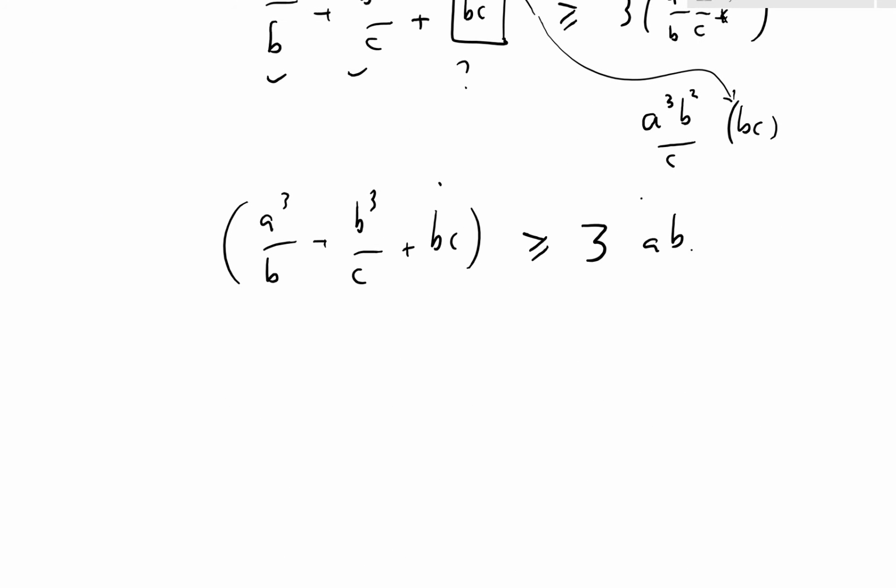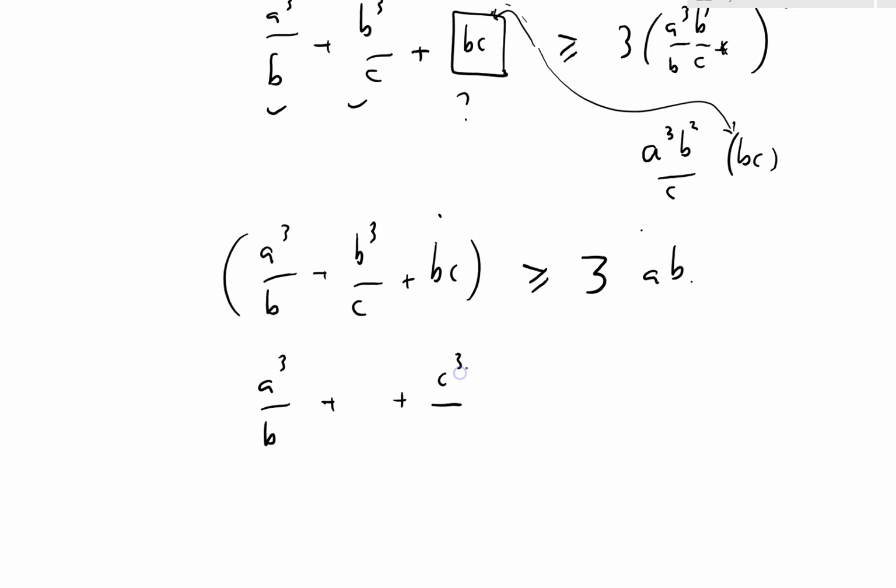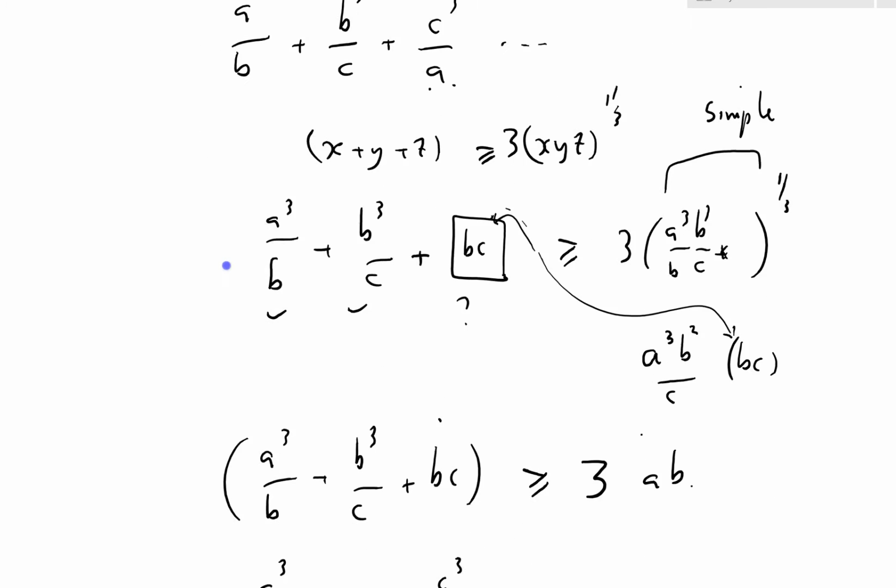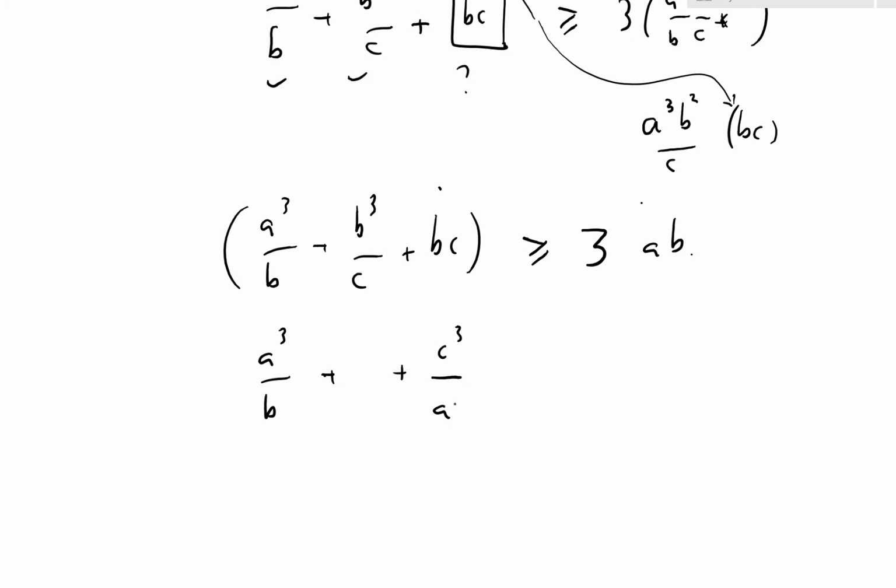So what I'm going to do is use exactly the same thing again, but with A cubed over B plus, let's get this right, C cubed over, it's this one here, isn't it? C cubed over A. And then instead of BC, I'm going to have AC. And that's going to be greater than or equal to 3 times, the same line of logic here, AC.